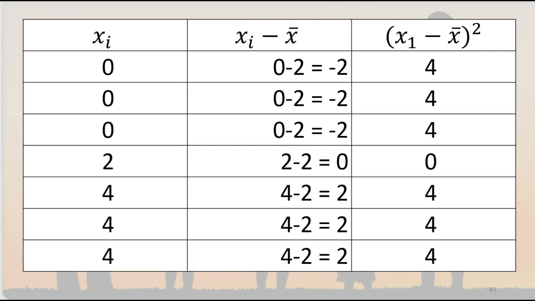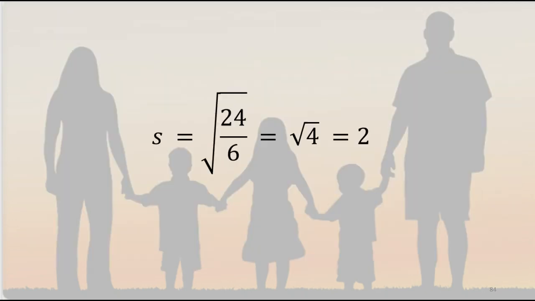Now to find the standard deviation, what we'll want to do is sum up this third column, and if you add those numbers together, you will get 24. And then, since there are 7 data points in the data set, we're going to divide that by 6. So notice here we find a standard deviation equal to 2. Now, let's look at the data set for women.